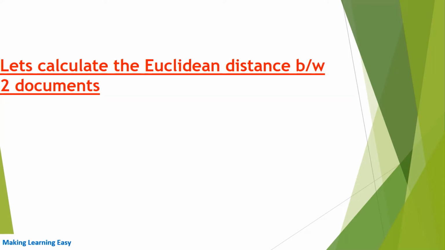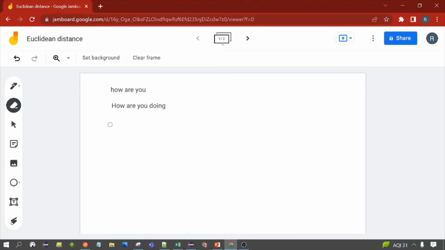Let's open the board. Now let's see with the help of one example how to calculate the Euclidean distance. I have taken two documents. First one is D1: how are you? And second one is D2: how are you doing? So these are the two documents. We need to find the Euclidean distance between D1 and D2.